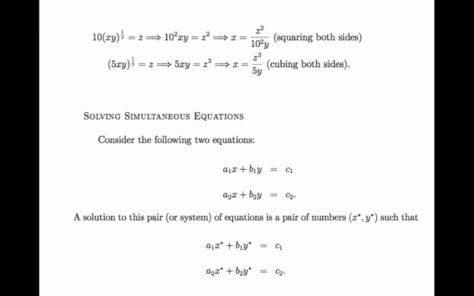You can start with either of the two equations, but we'll start with equation number 1, and we'll express one of the two variables in terms of the other variable. So we'll express x as a function of y. If you take equation 1, rewrite it and solve for x, you'll get this following value of x: x equals c1 over a1 minus b1 over a1 times y.